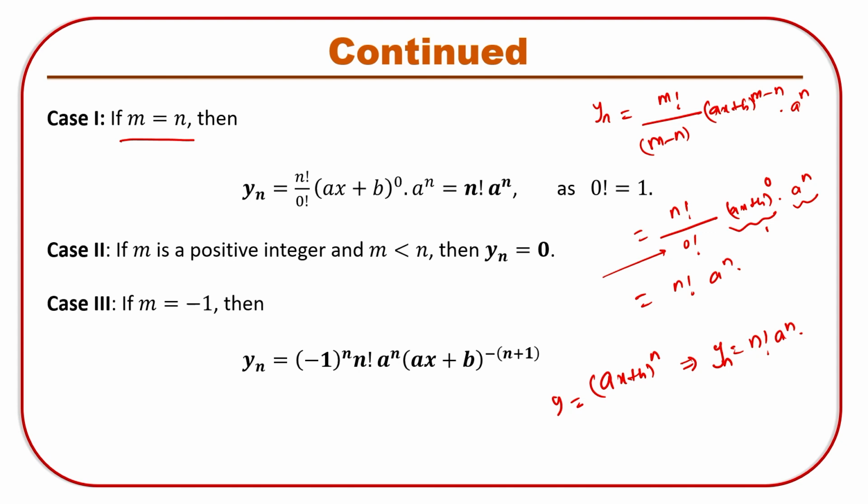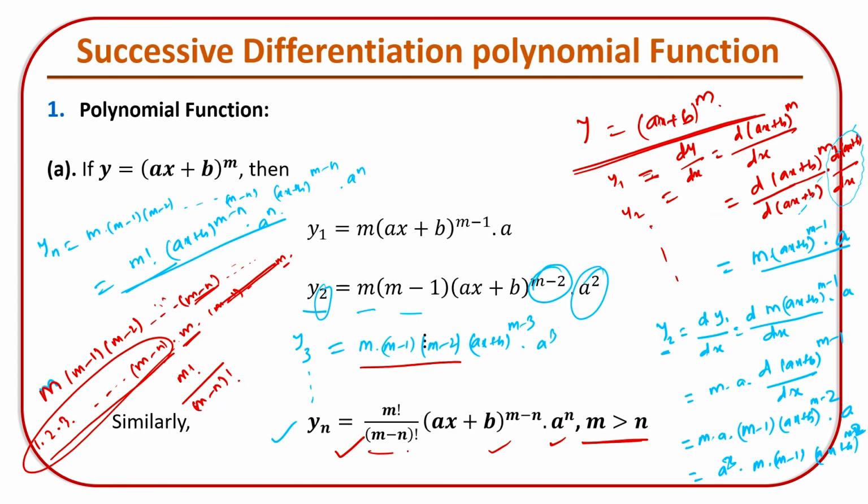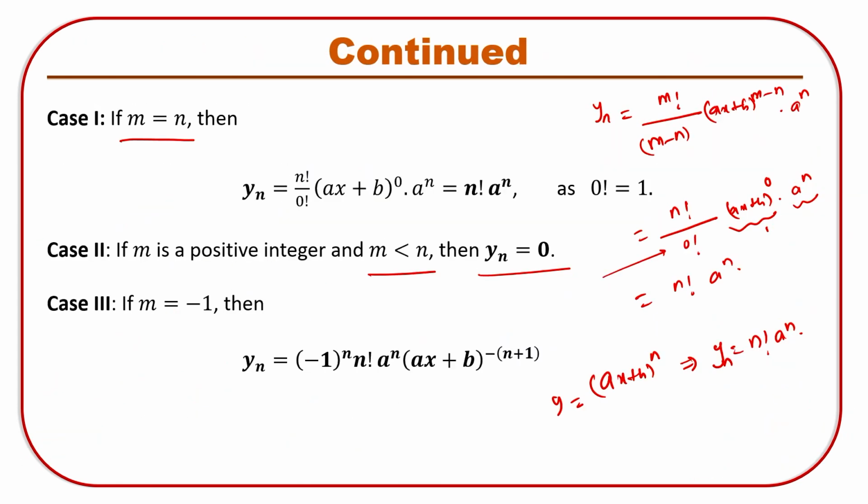Similarly, if m is positive but m is less than n, then yn is equal to 0. This is true only when m is greater than n. But what happens when m is less than n? M is less than n, then as you can go through here, it will be 0. So, it is going to be whole 0.